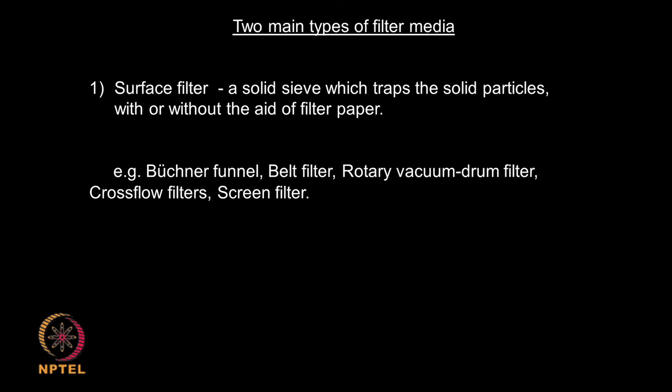Now, there are two types of filtration system. One is called the surface filter. When you have a solid sieve or a solid piece of cloth or metal or ceramic, like your Buchner funnel or belt filter or rotary vacuum drum filter, all these come under surface filter. So, the solids are retained on the surface and the liquid flows through. That is why the name is called surface filter.